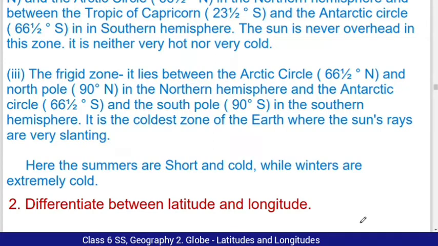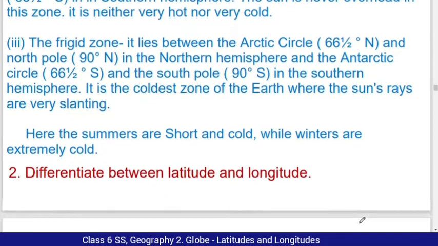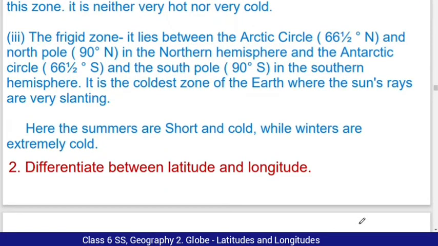Third one is the frigid zone. It lies between the Arctic Circle and the North Pole in the northern hemisphere, and the Antarctic Circle and the South Pole in the southern hemisphere. It is the coldest zone of the earth where the sun rays are very slanting. Here the summers are short and cold while the winters are extremely cold.